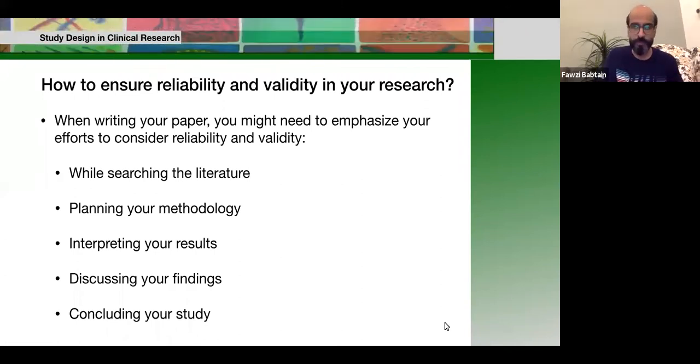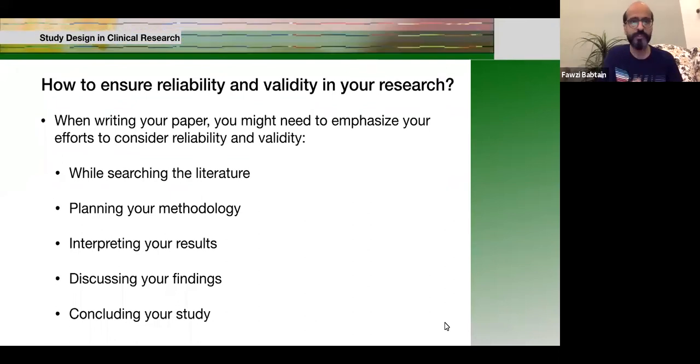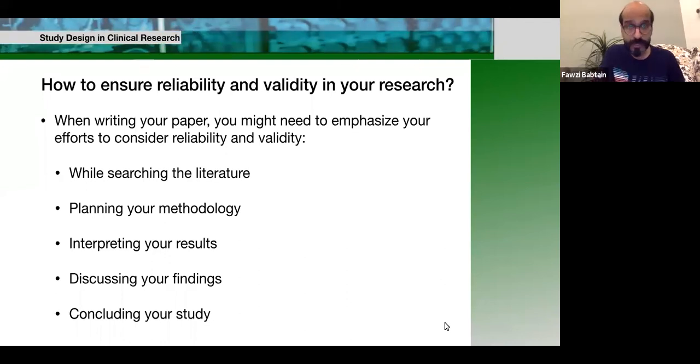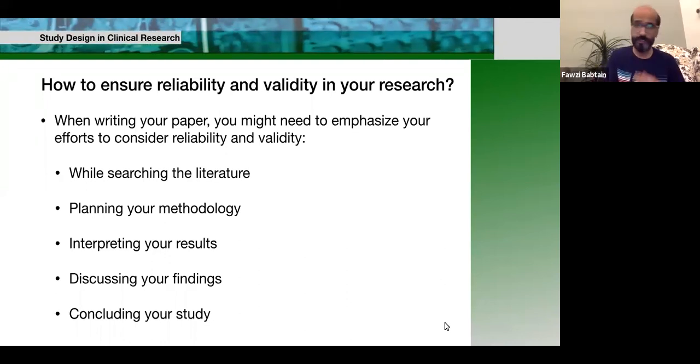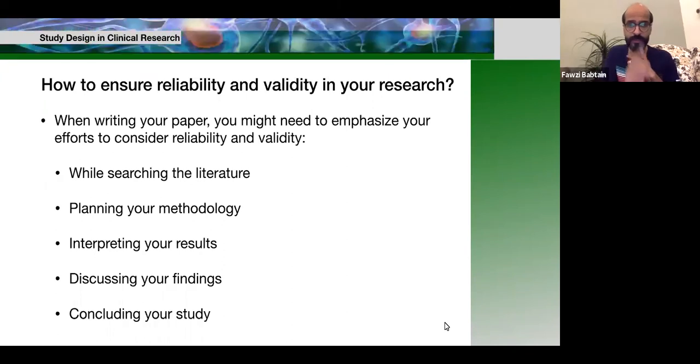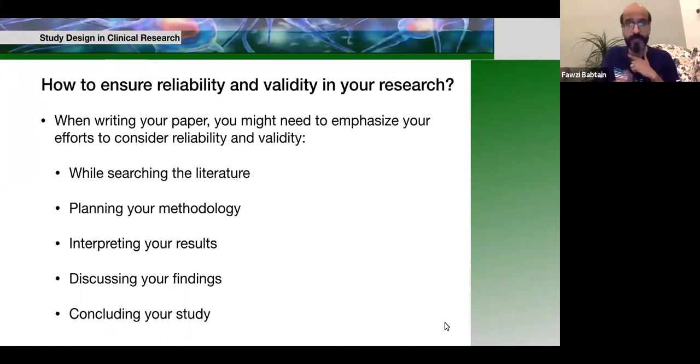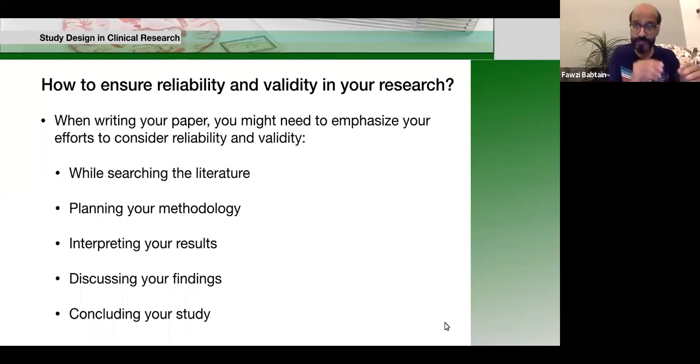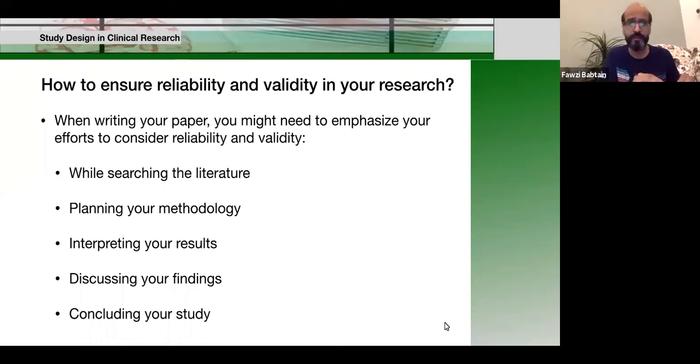When you plan your own methodology, it is really nice to state it very well. We used this screening tool, diagnostic method, whatever, that was valid and reliable, and you can show this and cite and put a reference for this valid, reliable test.